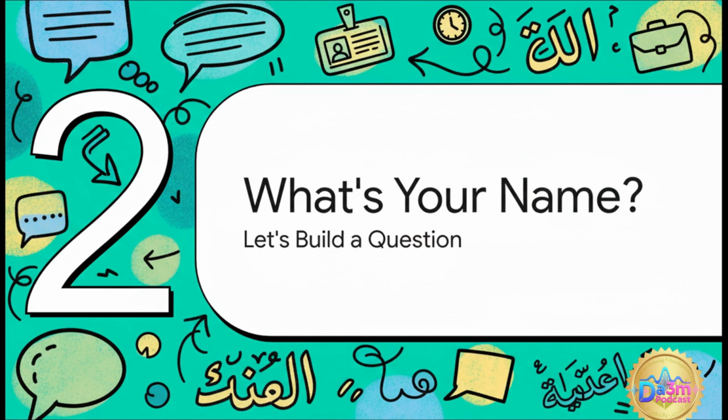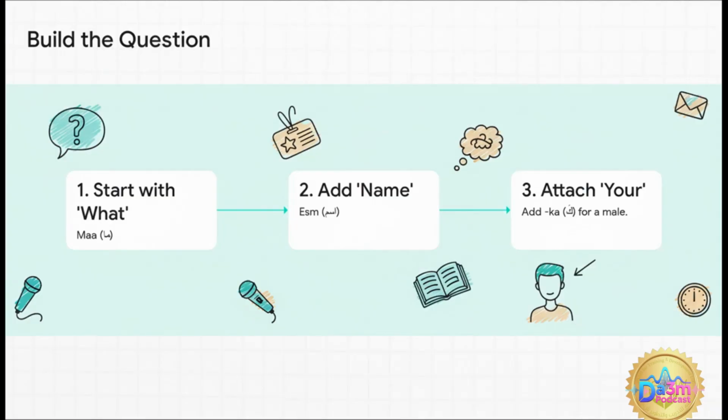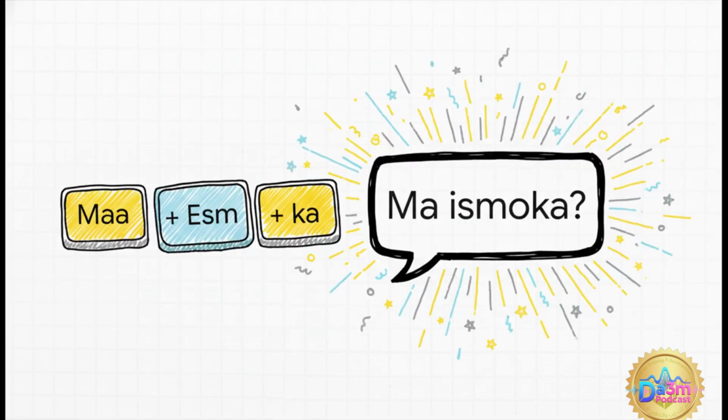Let's get to work and build our very first and probably most important question. We're going to put this together piece by piece, just like Legos. First, you grab the word for what, which is ma. Then you add our noun, ism, for name. And finally, let's say we're speaking to a guy, we attach that little suffix we just learned, ka, for your. And check it out. Ma plus ism plus ka all blends together to become ma ismuka. It's really that simple. Seriously, congratulations. You just built your first full question in Arabic.